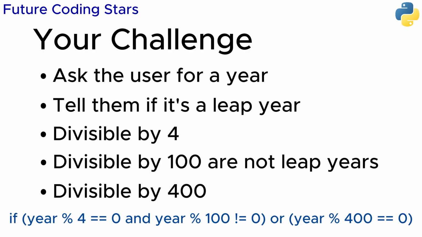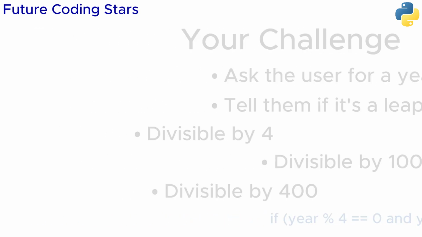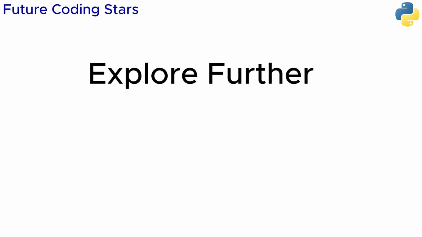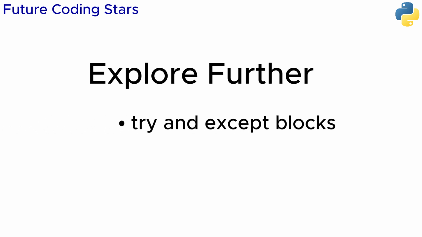You can find the exact challenge code and input-output examples in the description below, along with starter code to help you get started. For those who want to explore further, how would you handle someone typing in text instead of a number for the year? You might need try and except blocks, which is a more advanced topic for handling errors. Research Python's match statement, available in Python 3.10 and later. It's a newer way to handle multiple choices that can sometimes be cleaner than many elif statements.